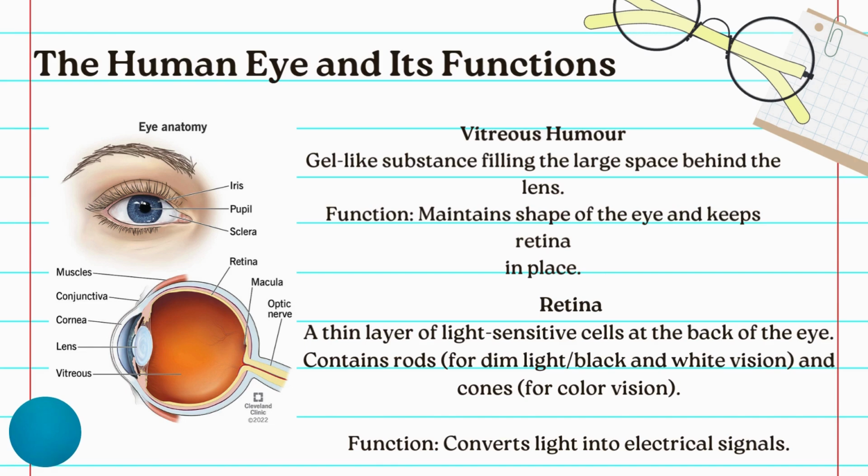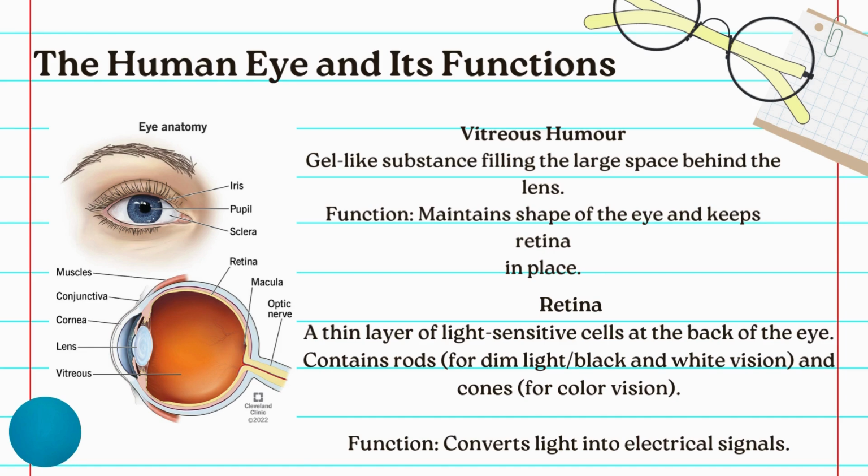And then we have the vitreous humor. It's a gel-like substance, so it fills a large space behind your lens. It's like the inner part of your eyeball, since you see the shape of your eye is like a ball, and it is hard like a ball, and the gel-like substance is what gives it its shape, and also helps to keep the retinas in place right there at the back of your eye.